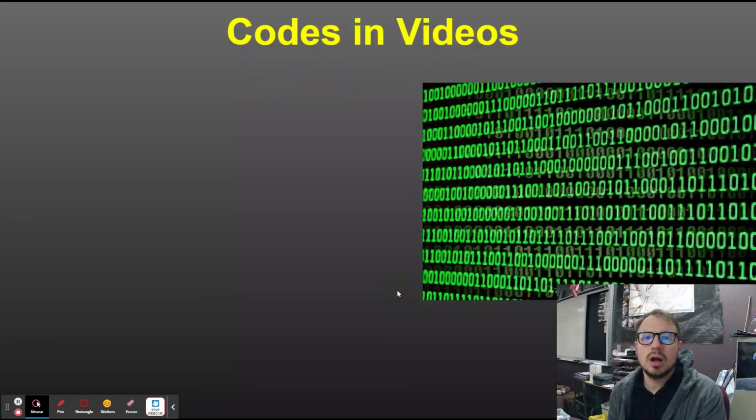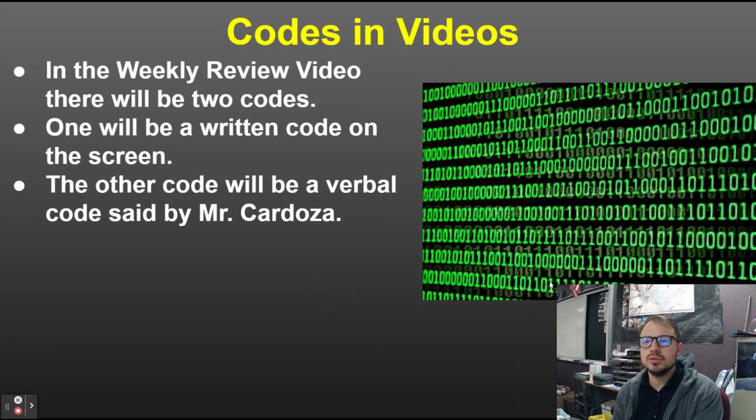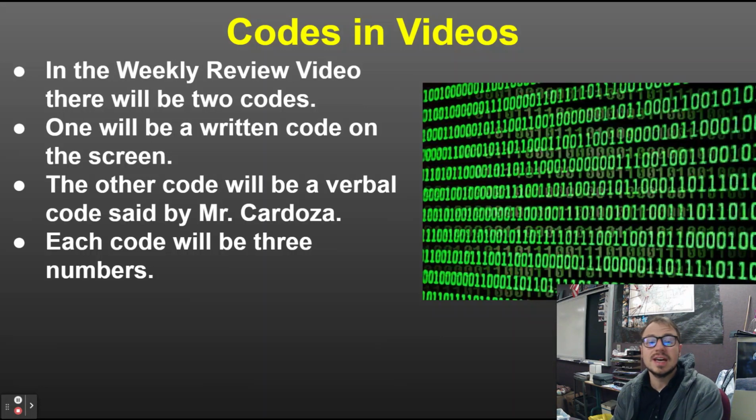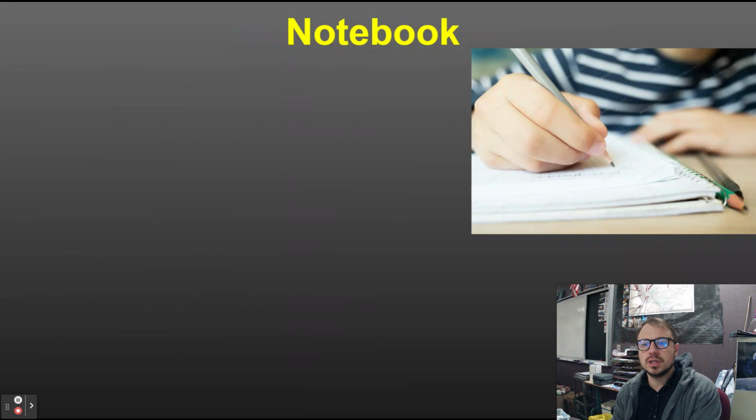This is the video on gas laws. So remember, in these videos, there will be two codes. There will be one, a written code on the screen, and the other code will be a verbal code said by myself. Each code will be 3 numbers. You will need the codes in order to move on with the homework assignment.